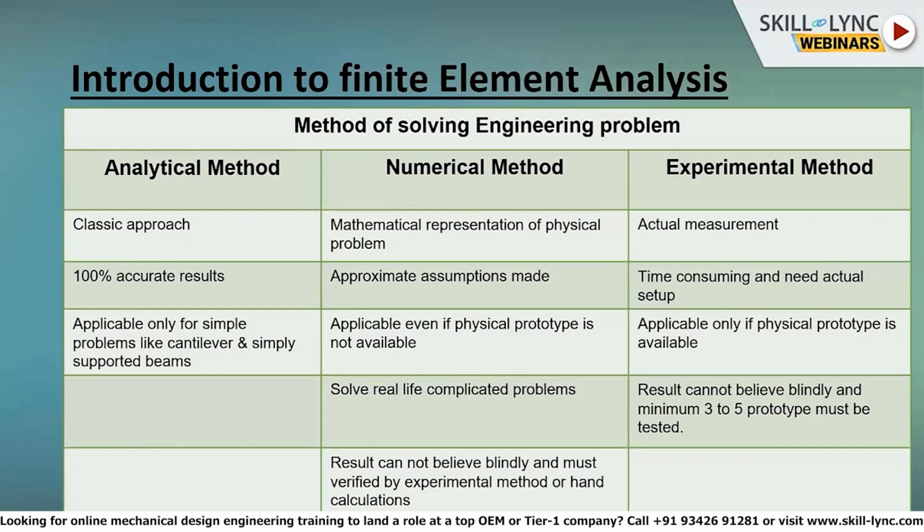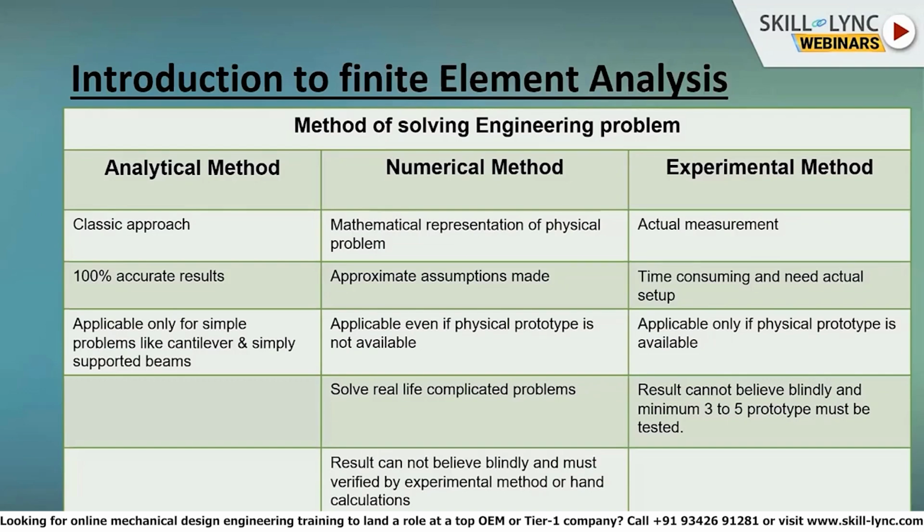Then the third method is the experimental method. The experimental method is an actual measurement method which we do in the lab. But it is very time consuming and it needs an actual setup. It needs a lot of prototypes. We need at least 3 to 5 prototypes we have to test before we actually say the results are looking good or trustworthy. It involves a lot of cost as well as time.